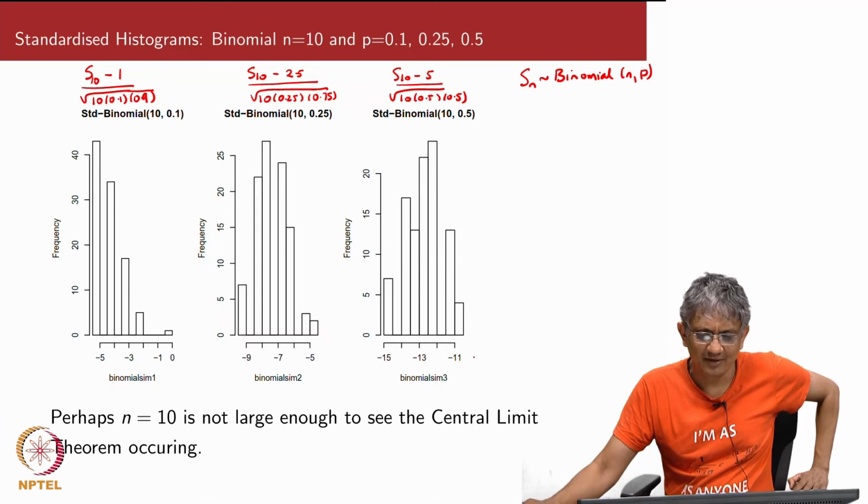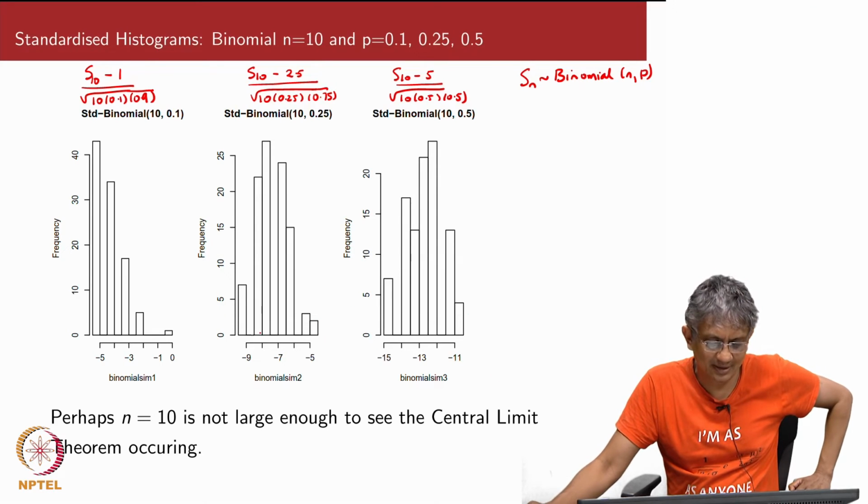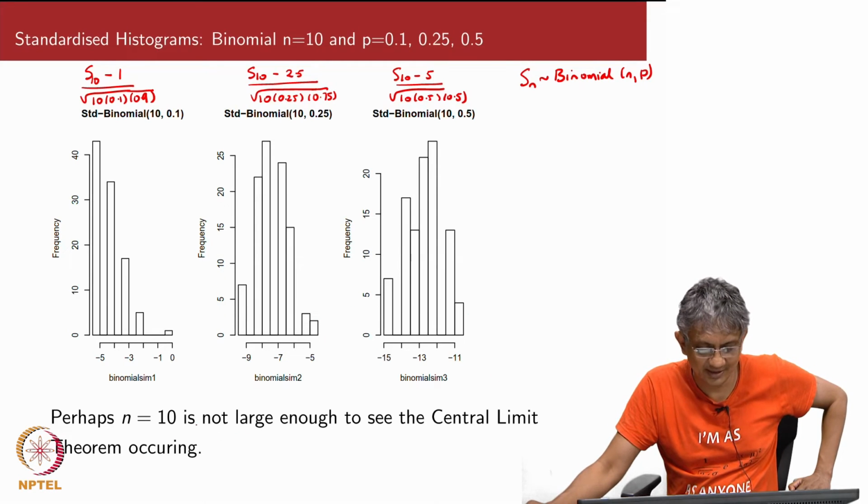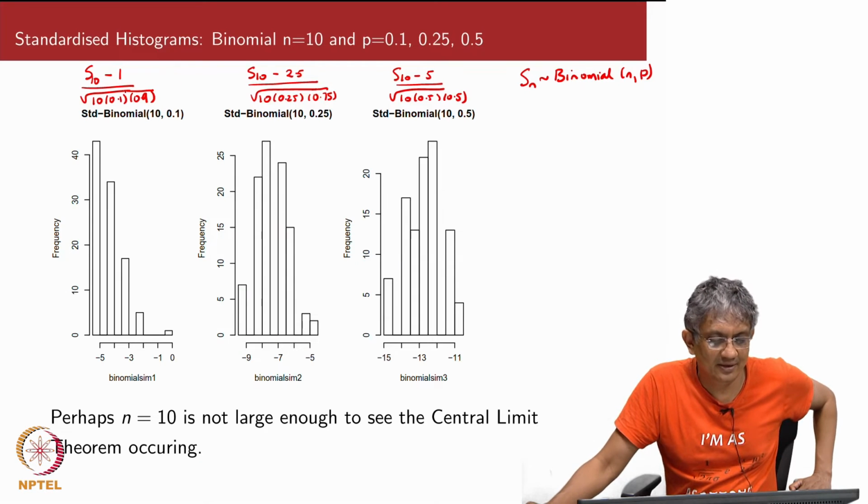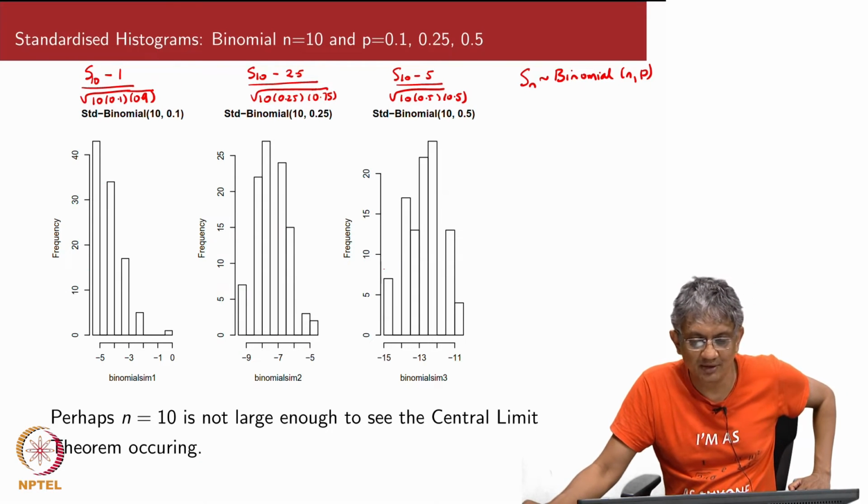Again, we see that even if I standardize it, 10 is somehow not large enough to see the central limit theorem. The first two definitely don't look like normal. The second looks kind of normal. The third is a little bit away in that sense.